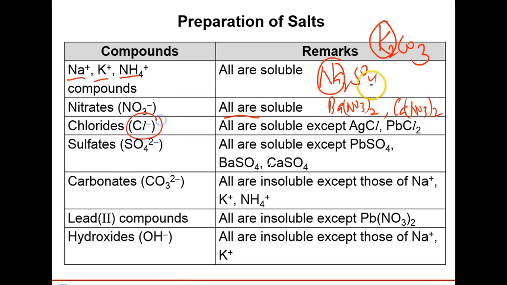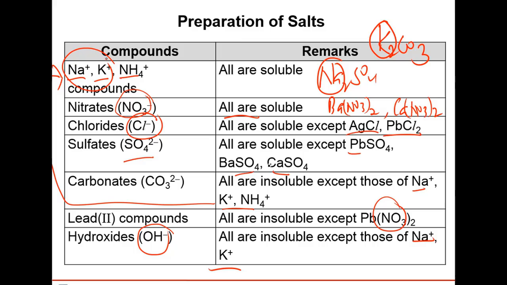Chlorides are all soluble except these two. This is pretty important, so take note. Sulfates are all soluble except these three here. Carbonates are all insoluble except these three here, which are the Na+, K+ and ammonium compounds. All lead(II) compounds are insoluble except nitrates, because all nitrates are soluble. And all hydroxides are insoluble except those with Na+ and K+ over here.